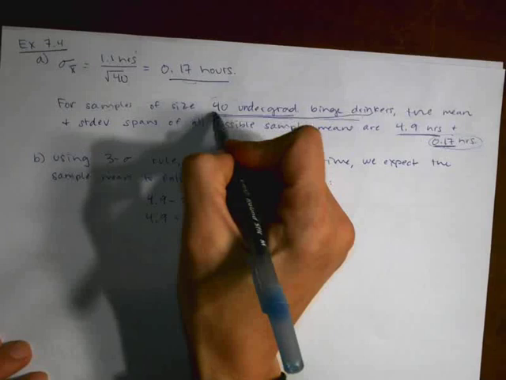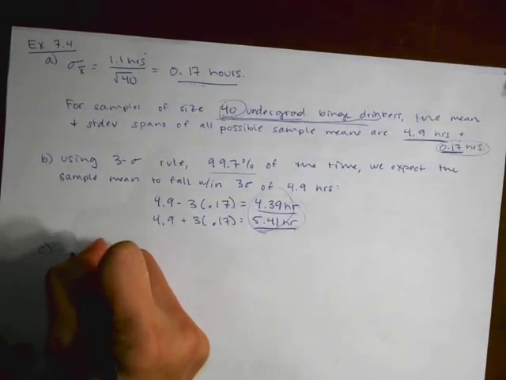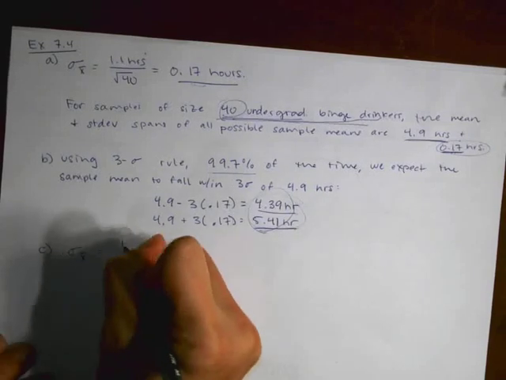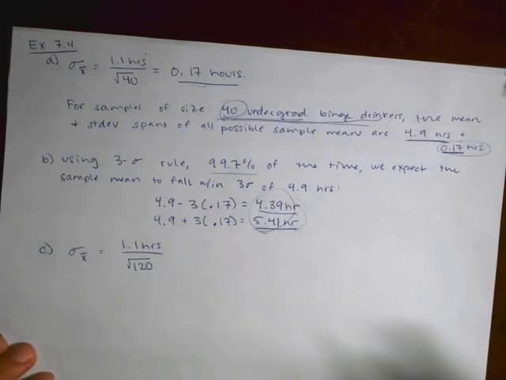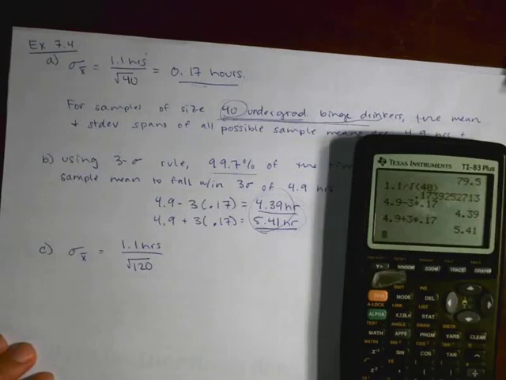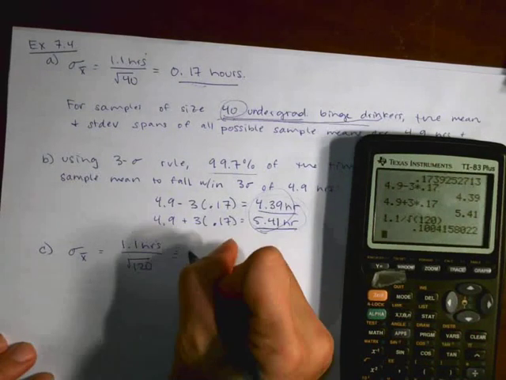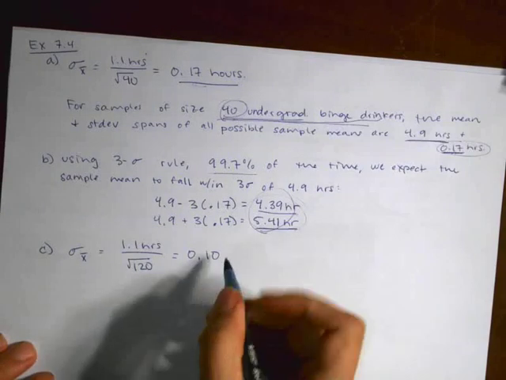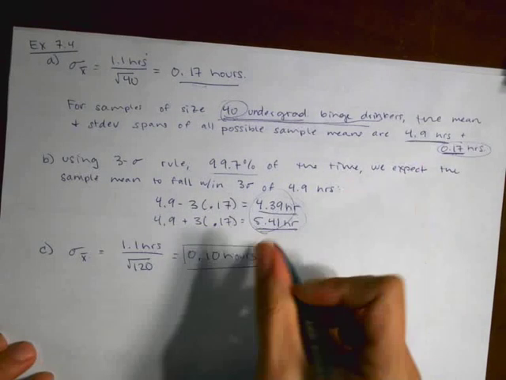So I think that is the next question. Repeat part A, but for n equals 120. So if instead of only taking 40 students, we took 120, I'd find that the standard error of the sample mean is 1.1 hours divided by the square root of 120. I got 0.10.